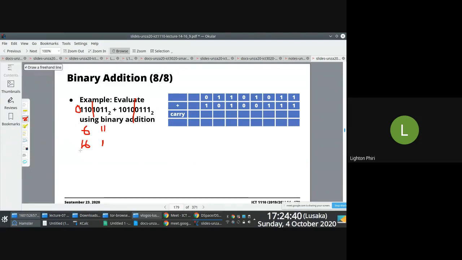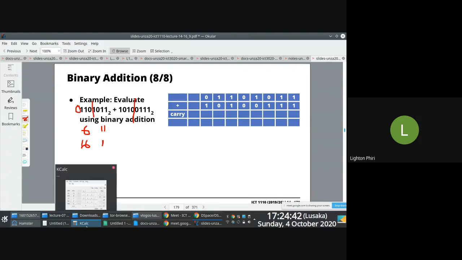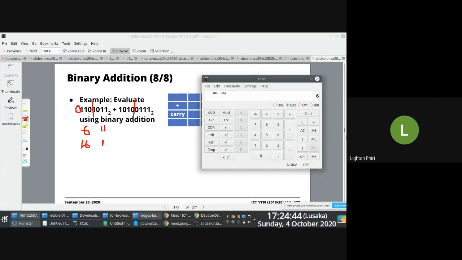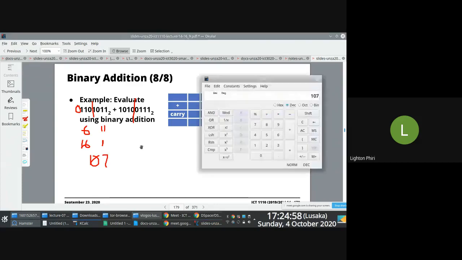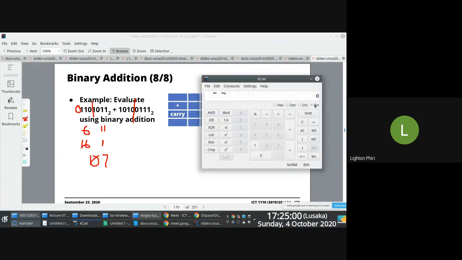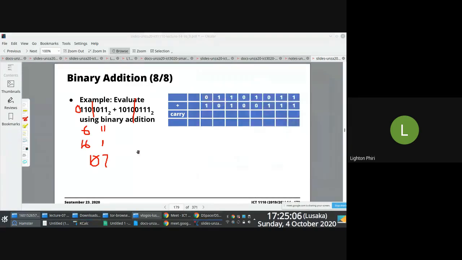What is the answer here? We're still using a calculator, I guess. It's 16 times 6, which is 96 plus 11, right? So I don't know if it's the correct answer, but I have 107. But also what you could have done here is use a calculator: 1101011, and then convert this to decimal, 107, right? So we can do the same here.